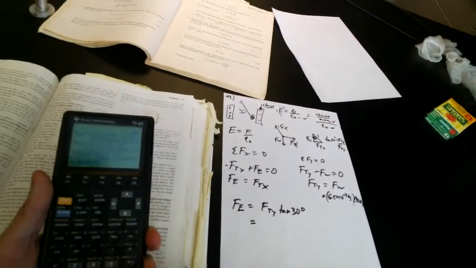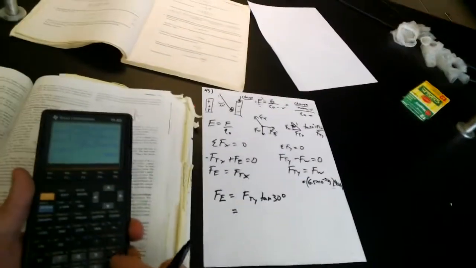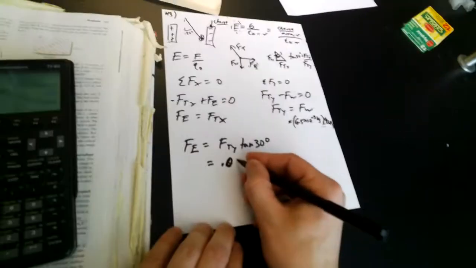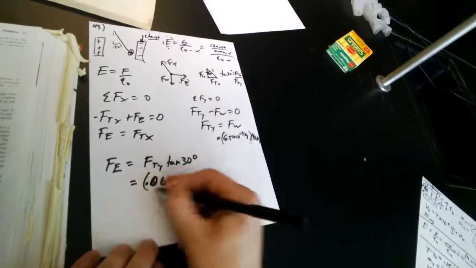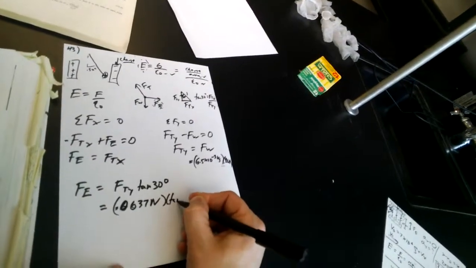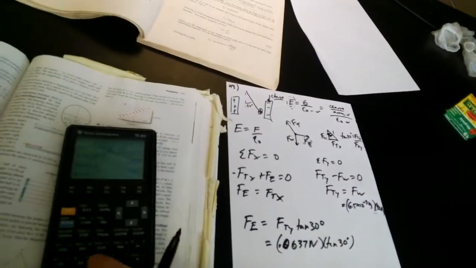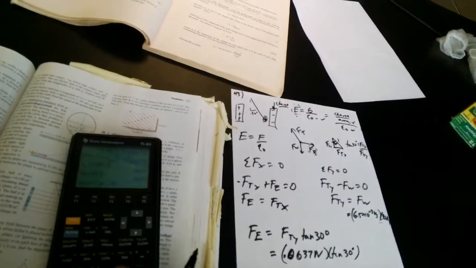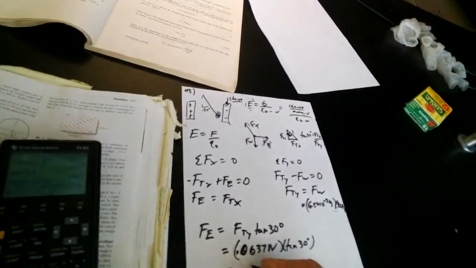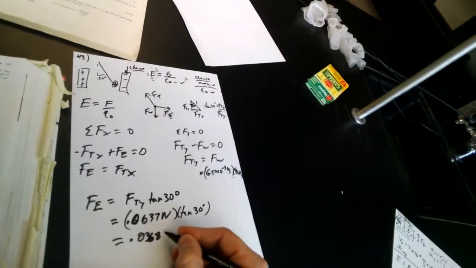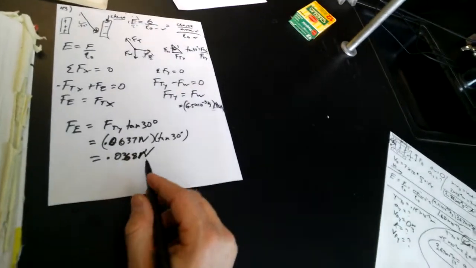So let's go ahead and get these numbers in here. 6.5 times 10 to the negative third times 9.8. So that's 0.0637 newtons. That times tan of 30. Just make sure you're in degree mode. I check as well. Yep, we are. Times tan of 30, and we get something small, 0.0368 newtons for my force of the E field.